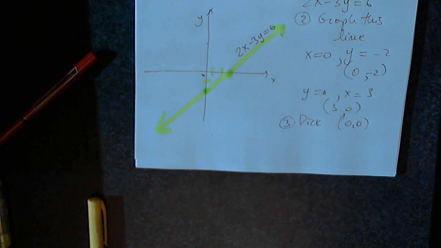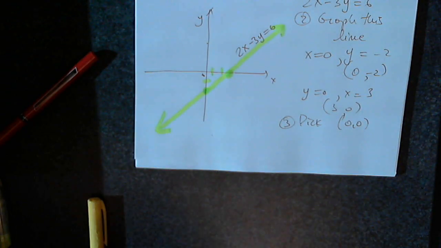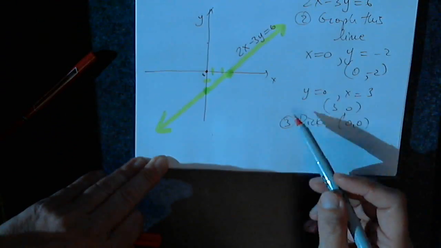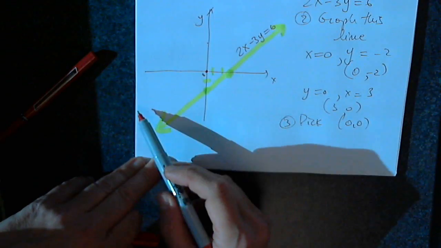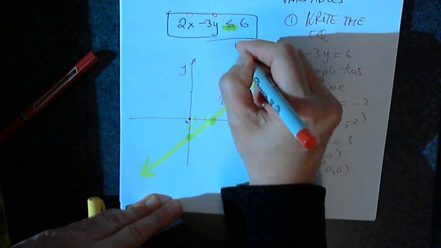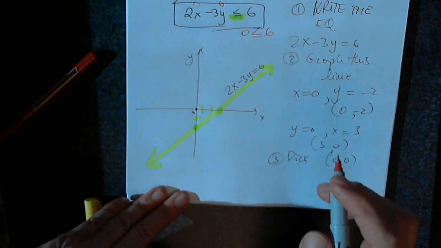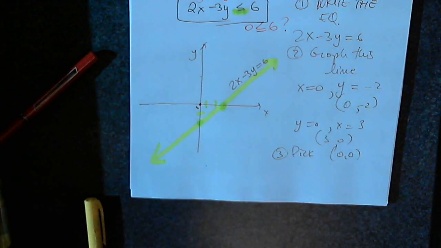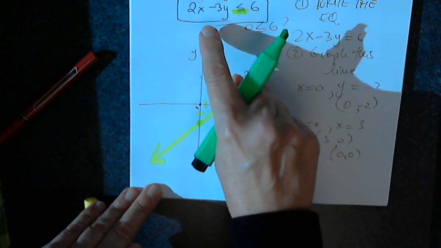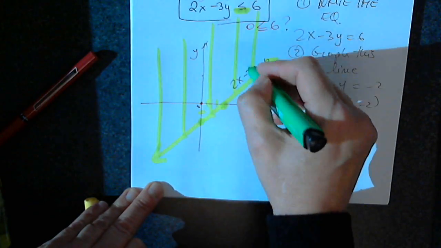Okay. So the origin is right here. In this territory, not in this territory, but in this territory. So this is the territory that I'm checking. So (0, 0). Is 0 less than or equal to 6? Is this true? So the area where the point that I used to get a true statement is the solution.